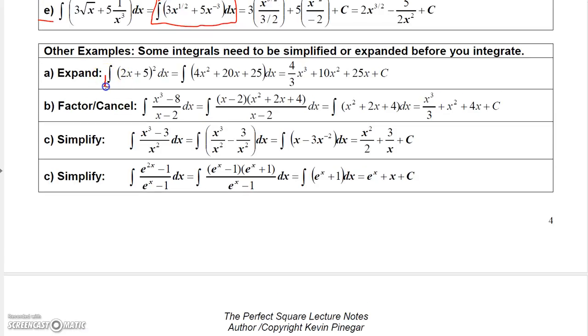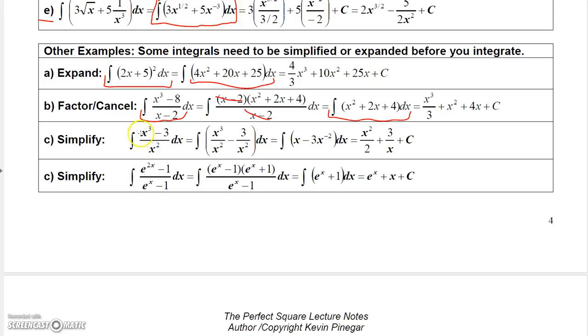Notice on each of these I used algebra to rewrite the integral. So this one I just expanded it, I multiplied it out, and I got this, and now we know how to integrate this term by term. On this one I factored the numerator, and then I was able to cancel the x minus 2's, and then I just integrated the result.